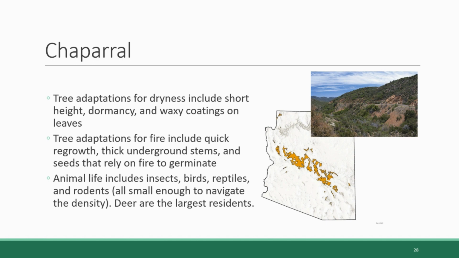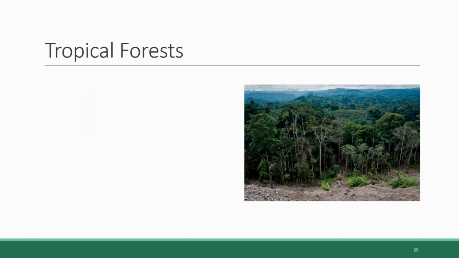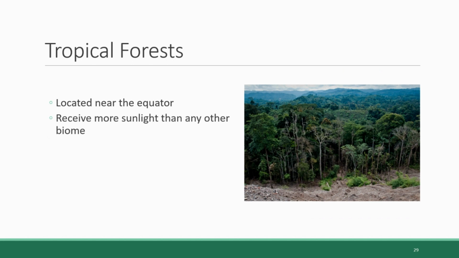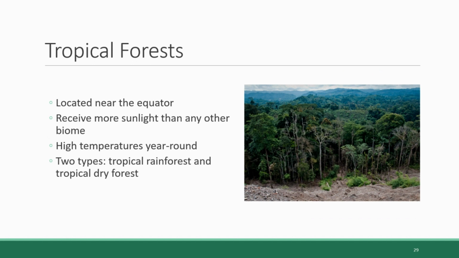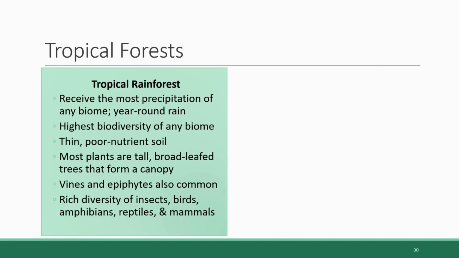So this concludes our look at temperate biomes, and now we're going to move on to the tropical biomes, starting with tropical forests. So tropical forests are located near the equator, and they receive more sunlight than any other biome, and consequently, they are subject to high temperatures year-round. And there are two distinct subtypes of tropical forests, the tropical rainforest and the tropical dry forest.